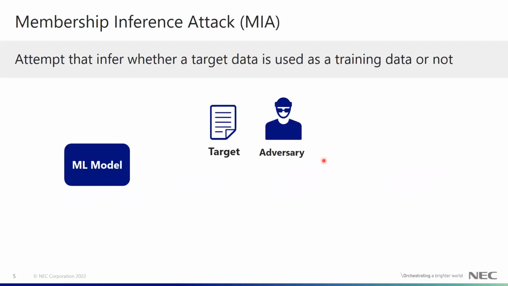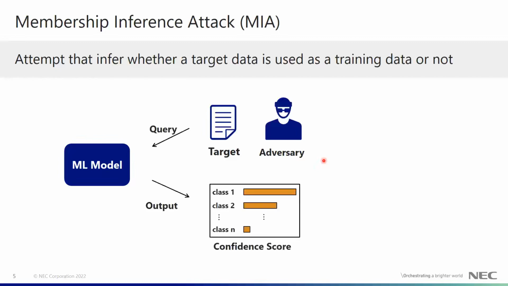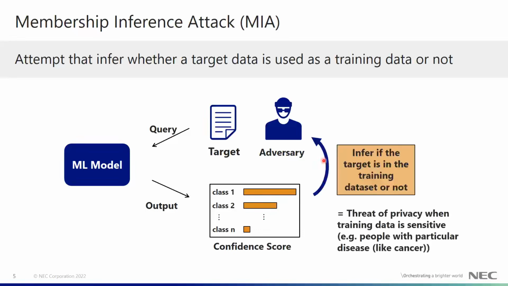A specific threat is membership inference attack, which is an attempt to infer whether a target data is used as training data or not. The adversary queries the target to a machine learning model to get the output confidence score, observes it, and infers if the target is in the training dataset or not. Such leakage of membership information can be a threat when training data is collected from a sensitive domain, like patients of cancer.